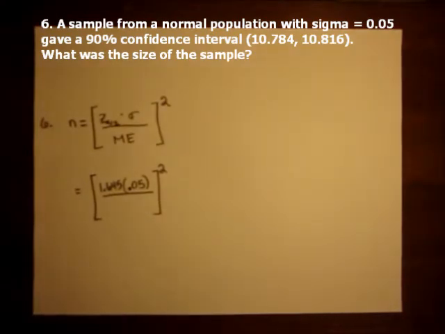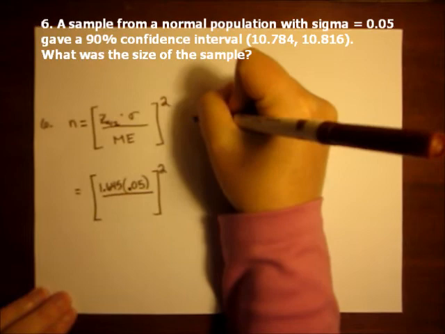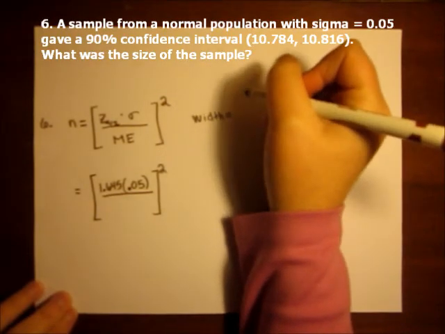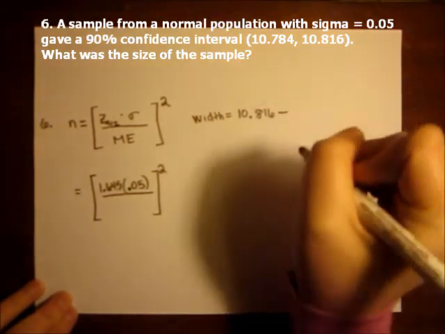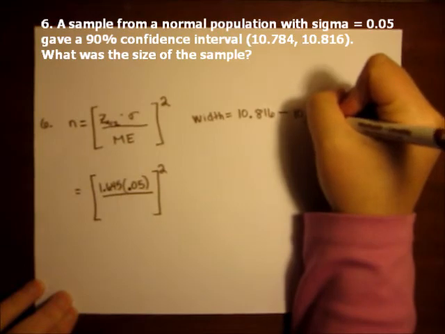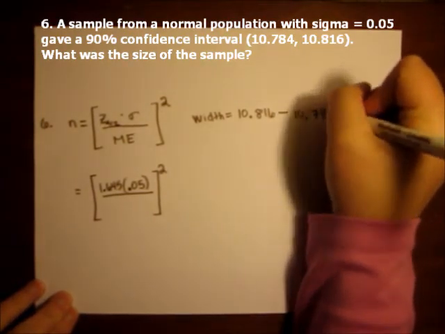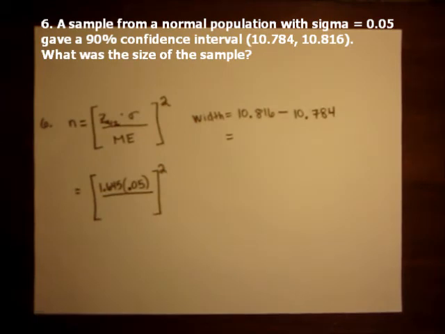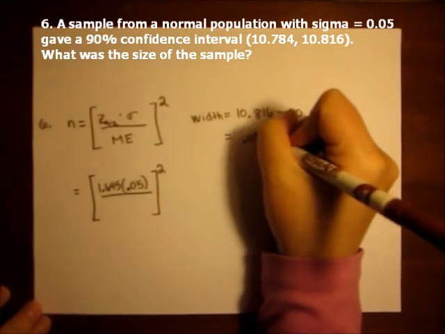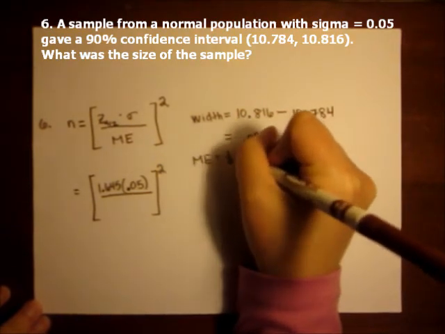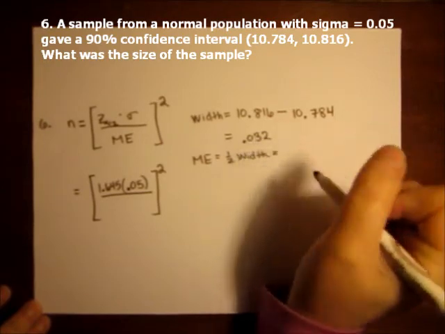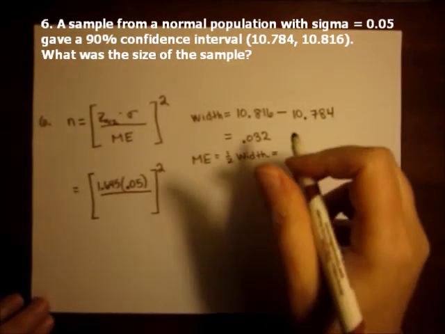Now we do know what the interval is, so remember the width of the interval is what we get when we take the largest number, 10.816, and then subtract the lower number, which is 10.784. So the width of the interval is 10.816 minus 10.784, which is 0.032. And the margin of error is always 1/2 the width. So a half of 0.032 is 0.016.